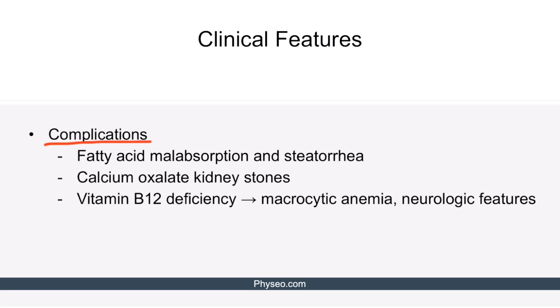The impaired bile acid absorption in terminal ileum can also result in fatty acid malabsorption and steatorrhea. Calcium oxalate kidney stones are also often seen in those with Crohn's disease. Another complication is vitamin B12 deficiency. This occurs because vitamin B12 is normally absorbed in the terminal ileum, and the terminal ileum is often affected in Crohn's disease. Vitamin B12 deficiency leads to a macrocytic anemia along with neurologic manifestations.